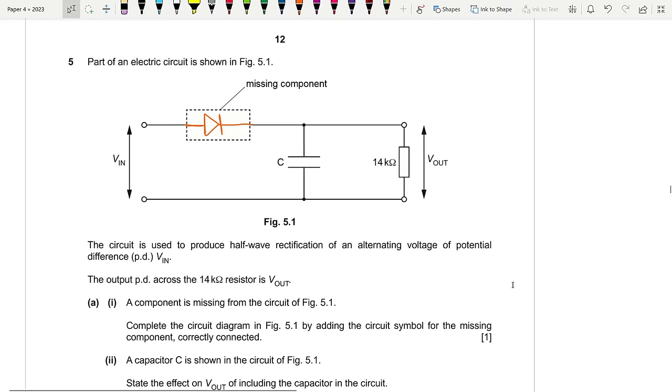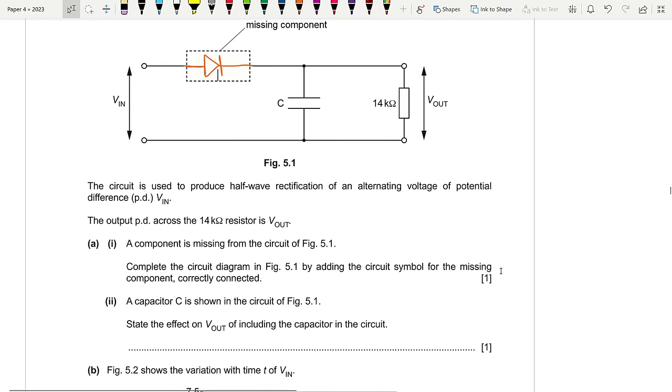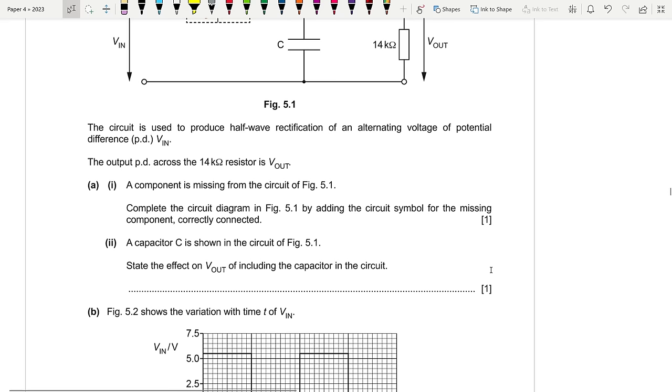Next. A component is missing. Complete the circuit by adding the circuit symbol. A capacitor C is shown. State the effect on Vout. What is the role of the capacitor? It is used for smoothing. So, what happens to the output? It is used for smoothing, or we can just say Vout is smoothed out.